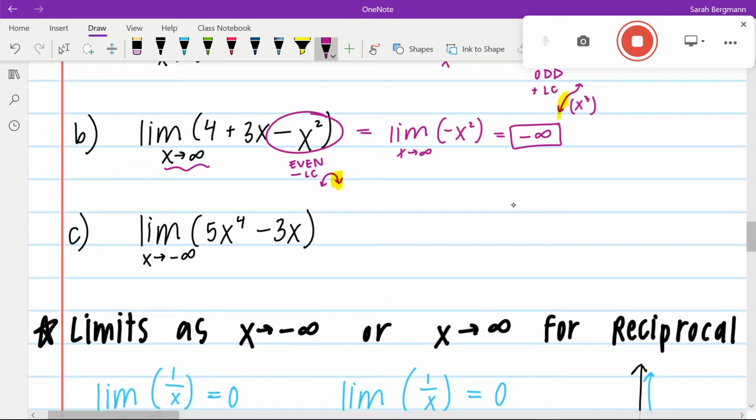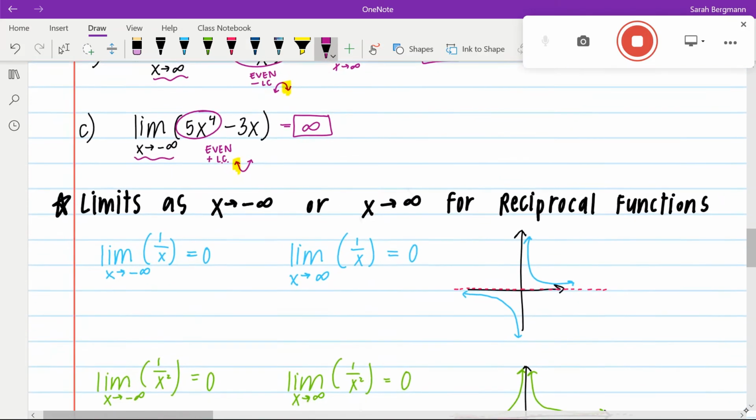For C, our leading term should be 5x to the fourth. This is an even polynomial with a positive leading coefficient. Even though it's x to the fourth, it still behaves like x squared. Since it's positive, we know both ends will be going up. And we're looking for the left end. So on the left, if it's even with a positive leading coefficient, we know it's going up towards positive infinity.